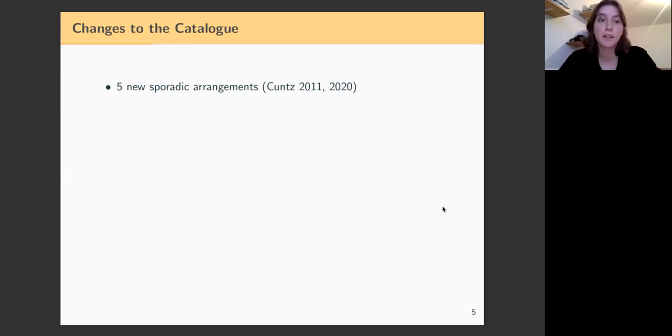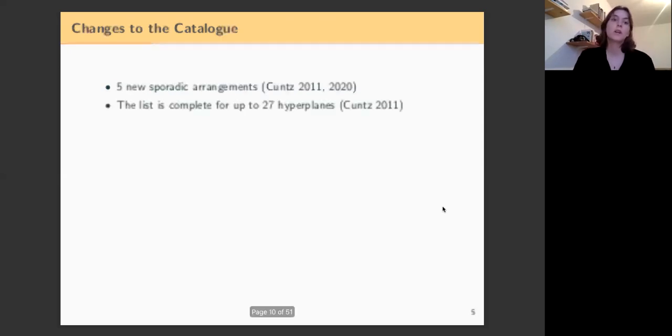since 2009, a few more arrangements, 5 new arrangements, have been discovered. 4 of them were discovered by Cuntz in 2011, and 1 more was discovered earlier this year. And in the one that was discovered earlier this year, Cuntz actually came up with a greedy algorithm to generate these simplicial arrangements. And that greedy algorithm quickly recovered all of the known simplicial arrangements and this 1 more new one. But it's still just a conjecture, like is this list now complete? Also in 2011, in that same work, Cuntz proved that the list is complete for up to 27 hyperplanes.